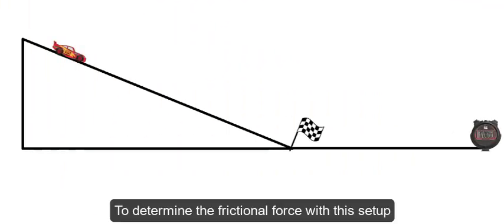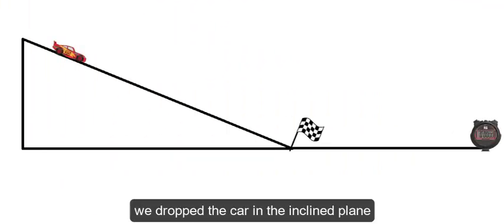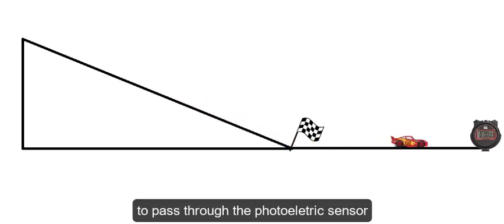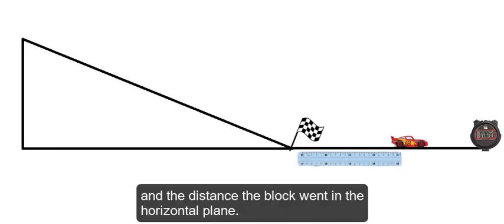To determine the frictional force with this setup, we dropped the car in the inclined plane and measured the time it takes for the opaque strip to pass through the photoelectric sensor, represented by the flag in this scheme, and the distance the block went in the horizontal plane.